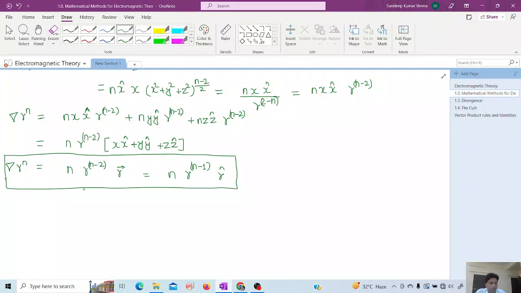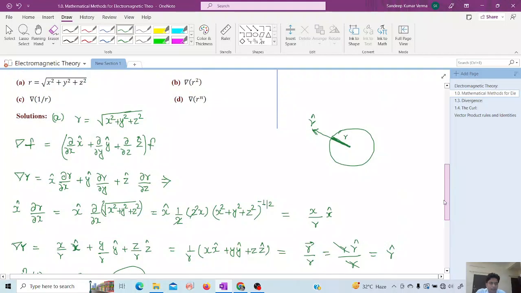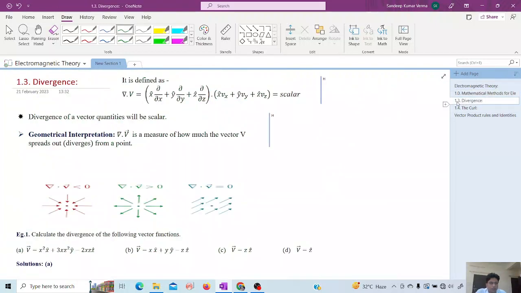You can verify all the previous questions; here I have solved for A, B and C, and you can verify from this. So that is all about the gradient. Now we can go to the next, the divergence.